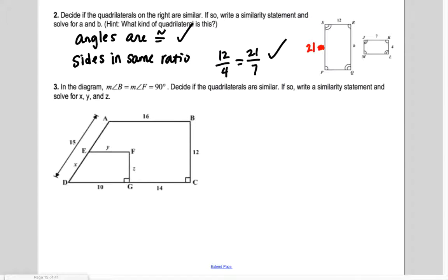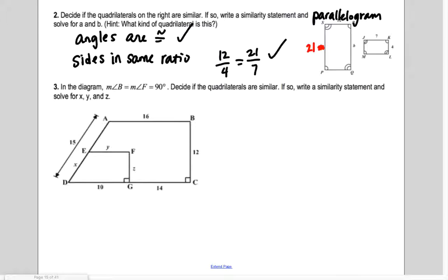So what type of quadrilateral does this have to be? This is a parallelogram, right? Let me just write parallelogram up here somewhere. So once we have that, we can say, oh, they're in the same ratio. So then B would have to be 21. Sorry, that's not a very good problem.